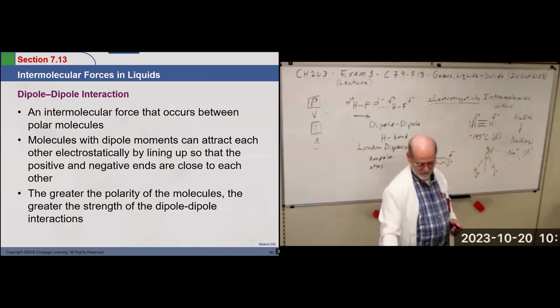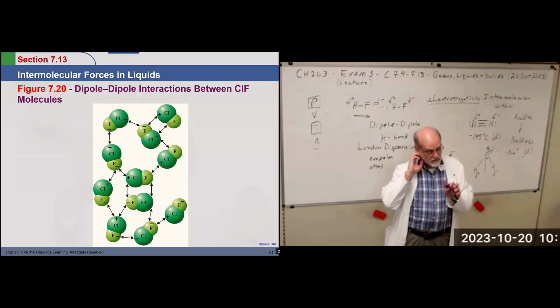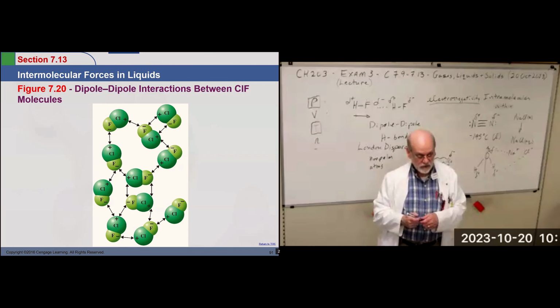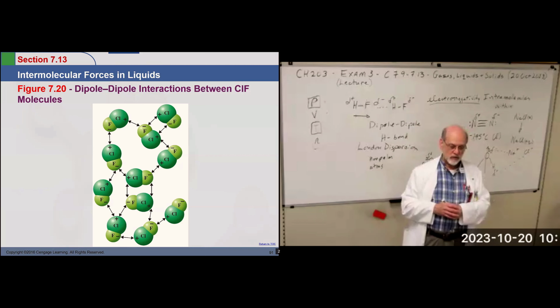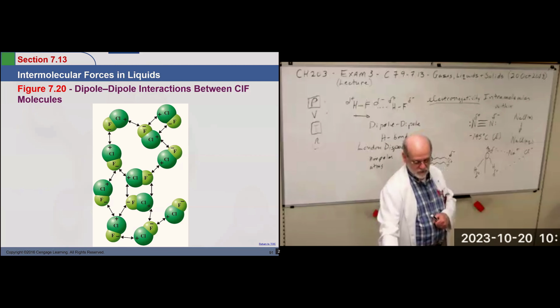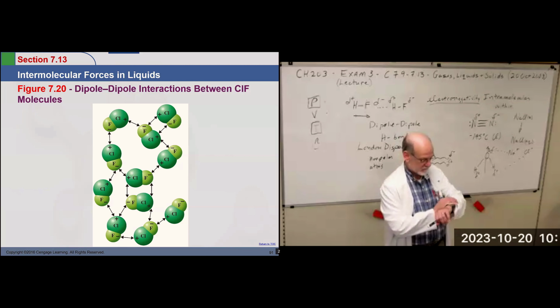The greater the polarity of the molecules, the greater the strength of the dipole-dipole interaction. That's a given. Yeah, there's an example: this particular molecule is fluorine and chlorine together. You can do that. And fluorine is more electronegative than chlorine, so the dipole is going to be negative toward fluorine. And it shows the attractive forces between the positive sides of the molecules and the negative sides.